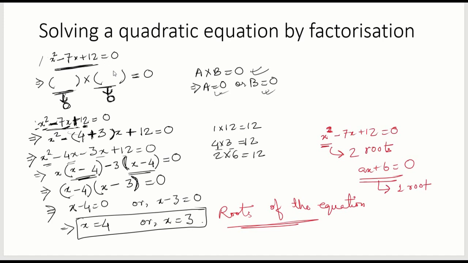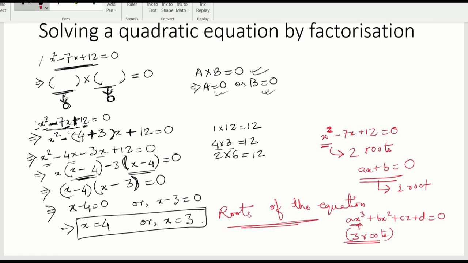It's about the graph, where it intersects the x-axis. But I'm not going there in this topic. It's a little advanced for quadratic equations. And also, let's say if it's a cubic equation, ax cubed plus bx squared plus cx plus d equals 0, since the highest power of x is 3, we get 3 roots as the solution for this cubic equation. I guess you guys have understood it. Let's proceed.